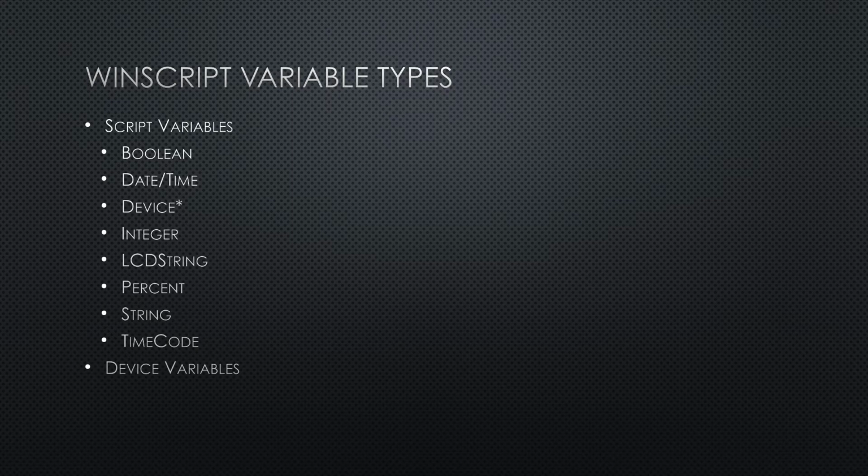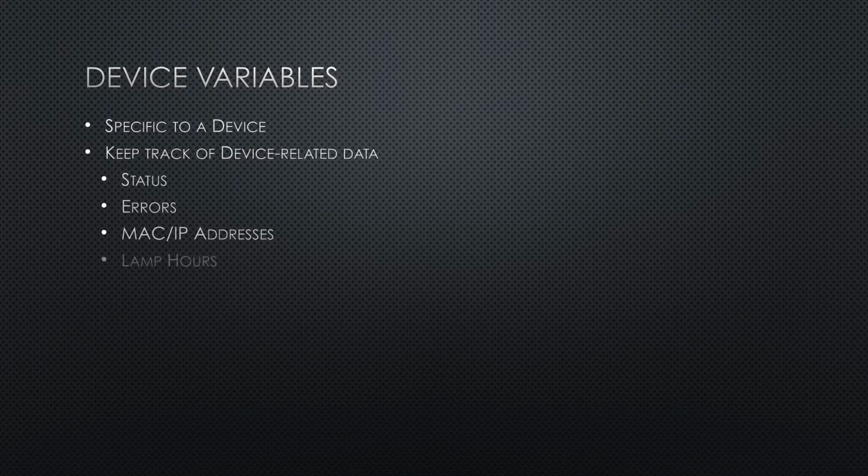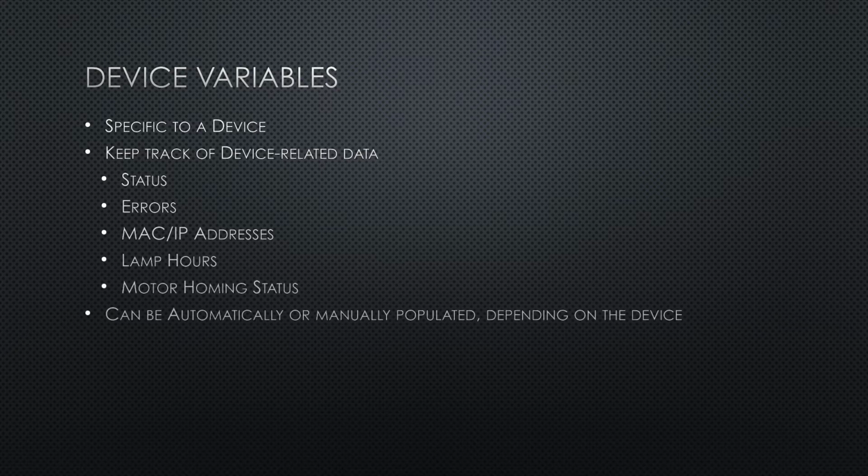So you may be asking yourself, Self, why are there variables and device variables? Well, I'm glad you asked, Self. Device variables are just variables that are specific to a particular device. They're the resources that device uses to keep track of things like status, errors, MAC addresses, lamp hours, motor homing status, and many, many more. Every device has some number of device variables that are available to use. Some require that you poll the device to populate them, and others are populated automatically.